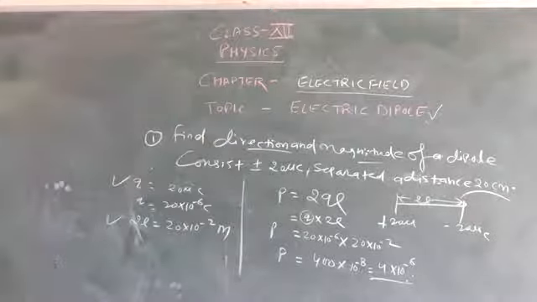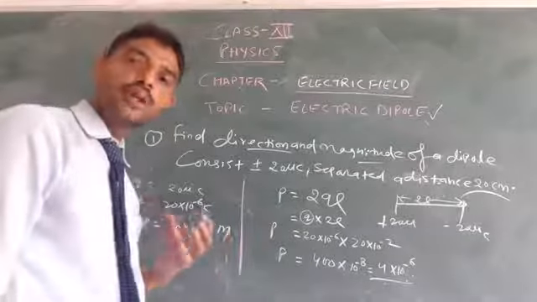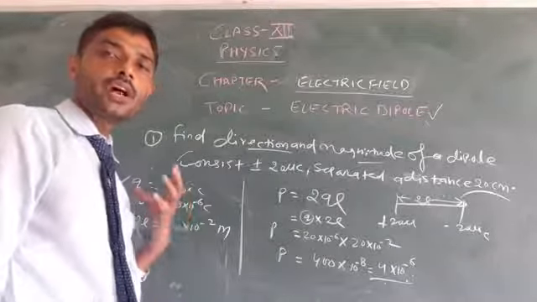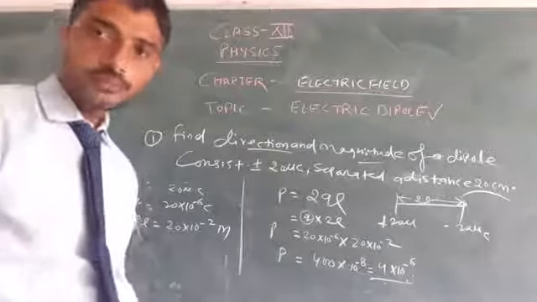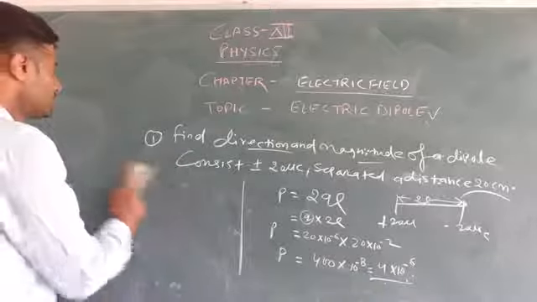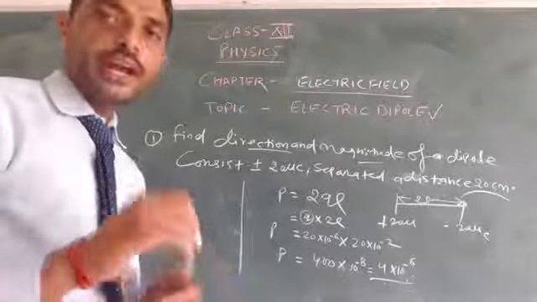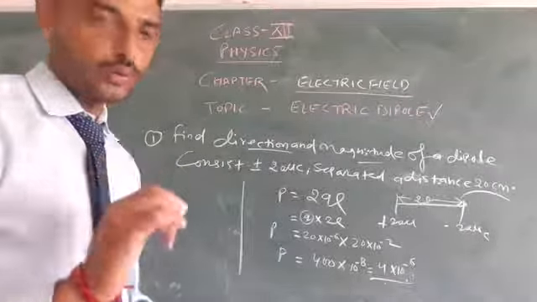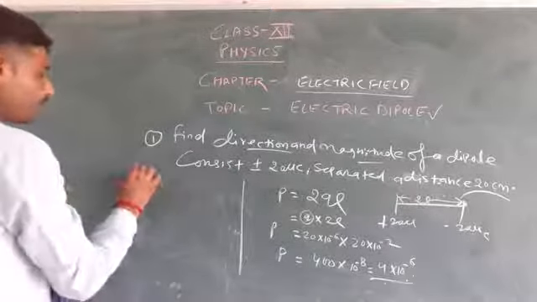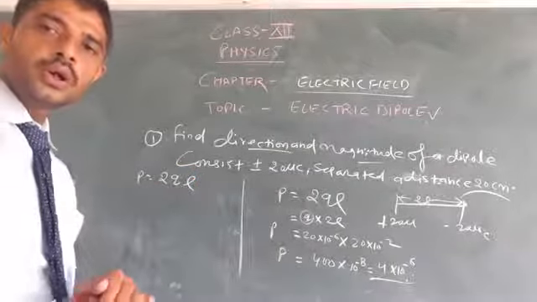Another important thing: what is the unit? This is also very important. What is the unit of electric dipole moment? In board exams, this question is asked many times. What is the unit and dimension of electric dipole moment? So we have to focus on the formula. P equal to 2qL.